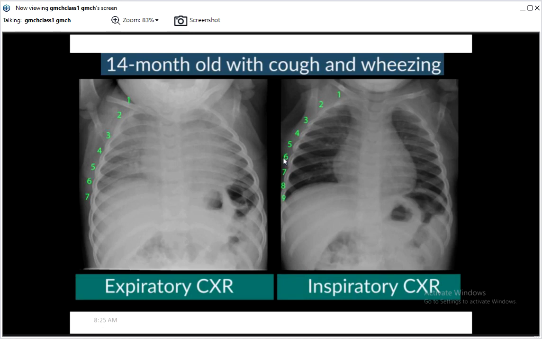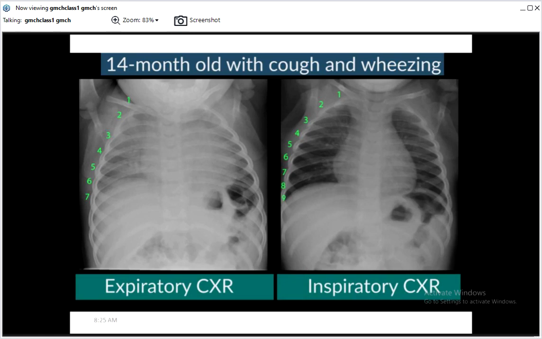You can compare: this is the X-ray of the same child at a difference of, say, one hour. There cannot be anything which has improved the X-rays so markedly. It is only because this film was taken in expiration and the lungs were not well expanded, while this film was taken in inspiration and the lungs were well expanded. So this child could be managed on an OPD basis, contrary to what we were thinking of doing, admitting the child to the ICU and ventilating the child.